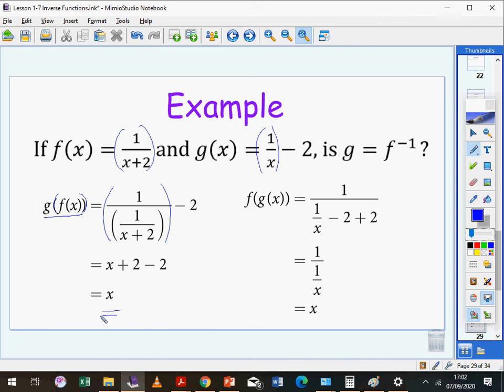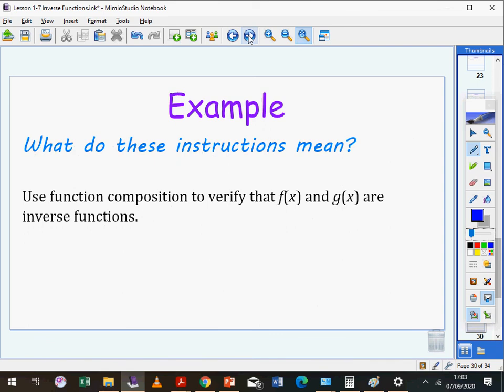Let's check the other one. Is f of g of x also equal to x? F of g of x is 1 over x minus 2, and that's what I'm inputting in the function. So I'll have 1 out of 1 over x minus 2 plus 2, which is just 1 out of 1 out of x, which ends up being x. So you can conclude that yes, g is an inverse of f.